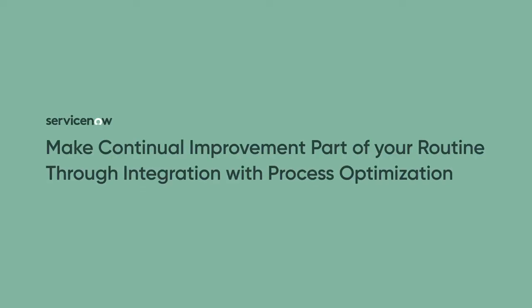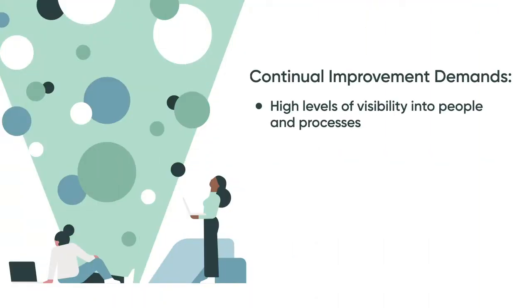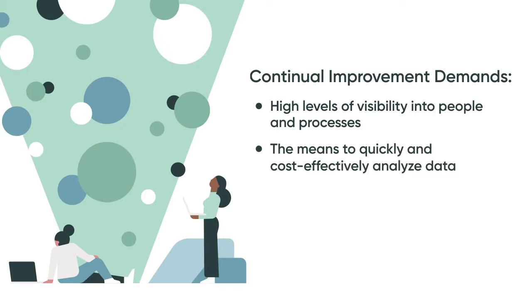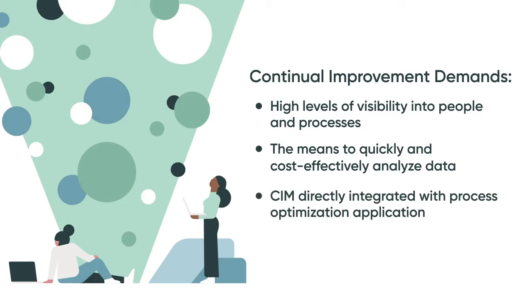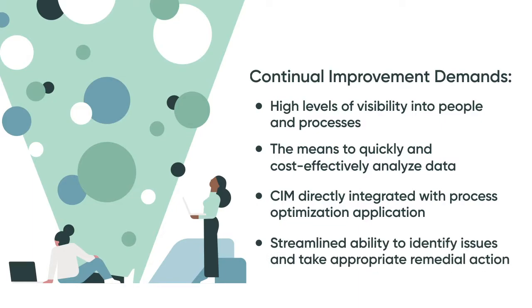Make continual improvement part of your routine with Continual Improvement Management. Continual improvement demands both high levels of visibility into your people and processes, but also the means to quickly and cost-effectively analyze the data to identify and implement appropriate improvements. Continual Improvement Management, or CIM, capabilities are now directly integrated with the Process Optimization application. Together, Process Optimization and Continual Improvement vastly simplify and streamline your ability to identify process issues and bottlenecks and quickly take appropriate remedial action.